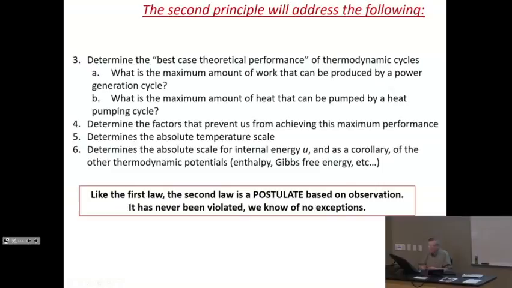So these formulations of the second law, which we haven't gotten to yet, like the first law, are postulates. They are based on measurements, they are based on observation. This law has never been violated. There are no exceptions. No matter what the system you're in, no matter how complicated the physical system you're in, there have been no exceptions observed.